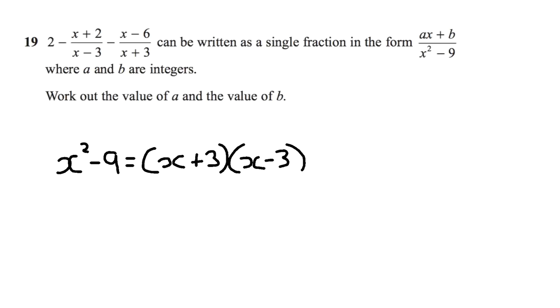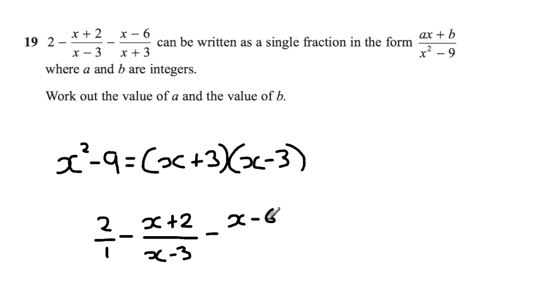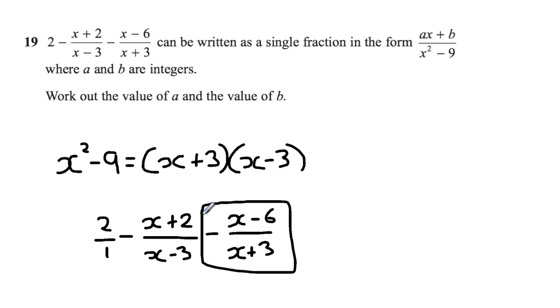Now let's have a look at the question. I'm just going to rewrite the question up. So we have 2 over 1 minus x plus 2 over x minus 3 minus x minus 6 over x plus 3. Now let's have a look at the right hand side of the fraction, this part of the fraction. We need to multiply the numerator and the denominator by its conjugate to equal x squared minus 9.